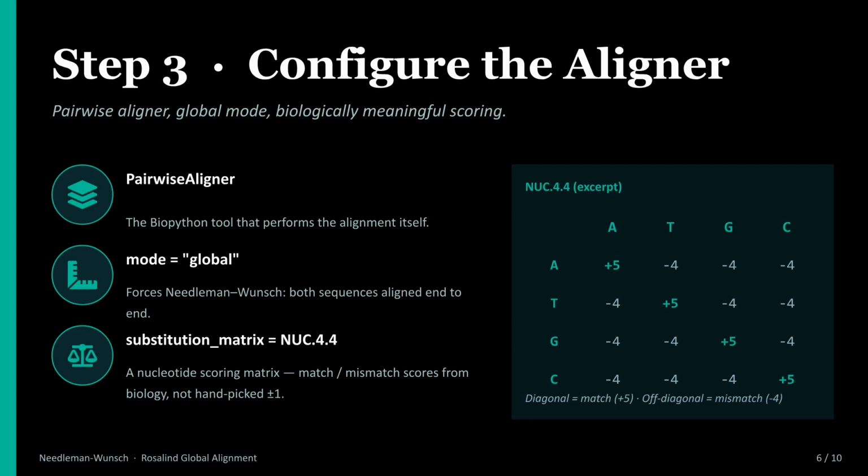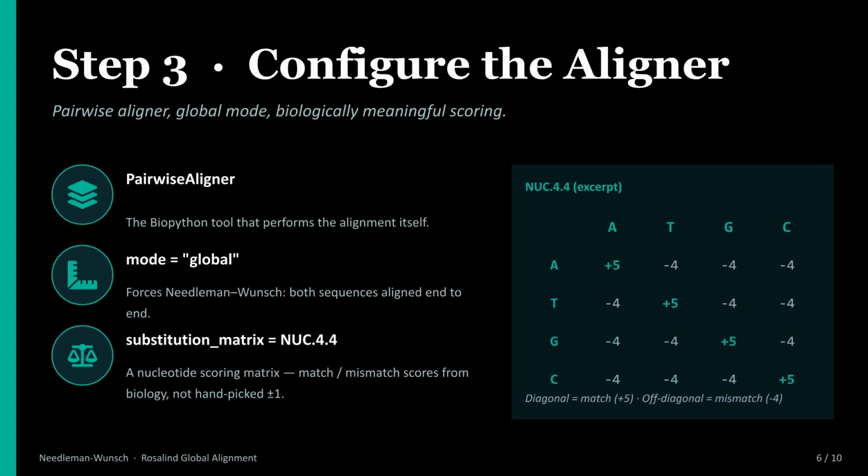Inside this function, we create something called a pairwise aligner. This is the tool that will perform the alignment. We explicitly set the alignment mode to global. This is important because the Needleman-Wunsch algorithm performs global alignment, meaning it aligns both sequences from start to end.